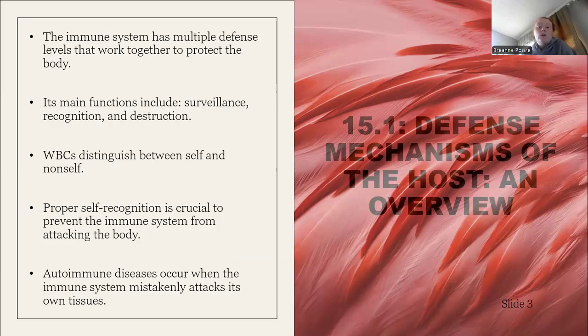White blood cells distinguish between self and non-self. Proper self-recognition is crucial to prevent the immune system from attacking the body. Autoimmune diseases occur when the immune system mistakenly attacks its own tissues.